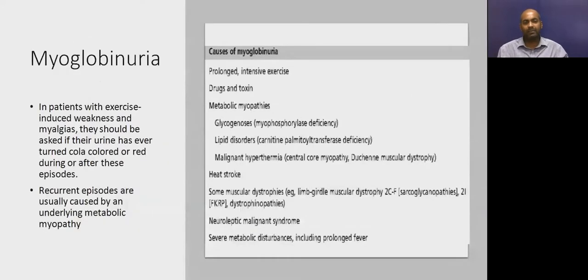Another symptom which we have to ask about is myoglobinuria. In any patient with exercise-induced weakness and myalgias, we should ask if their urine has ever turned cola-colored or red after these episodes. A single episode may be seen after any prolonged or intensive exercise, but if patients have recurrent episodes of myoglobinuria, it is a pointer to an underlying metabolic myopathy, like glycogen storage or lipid storage.